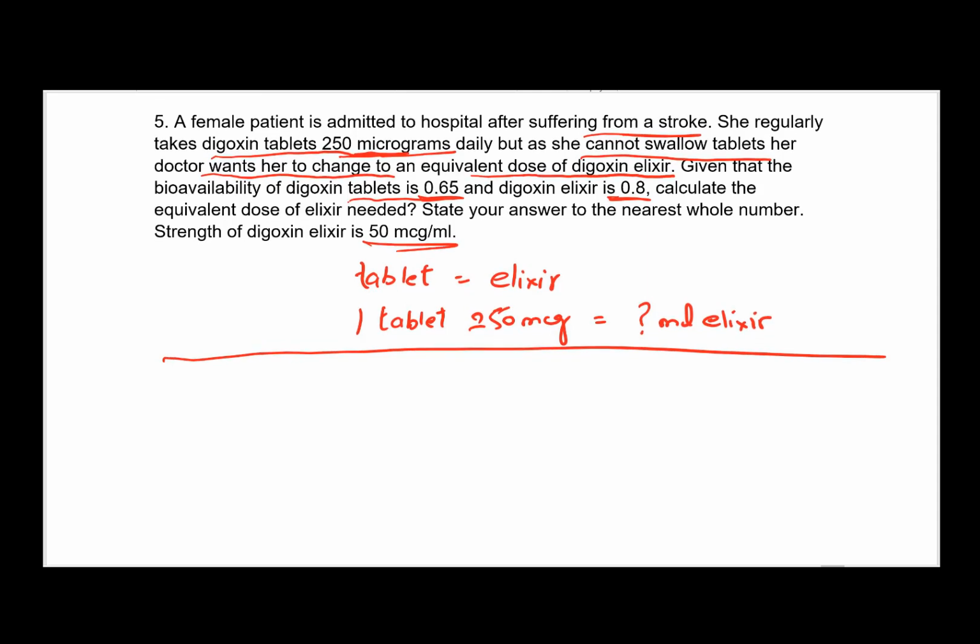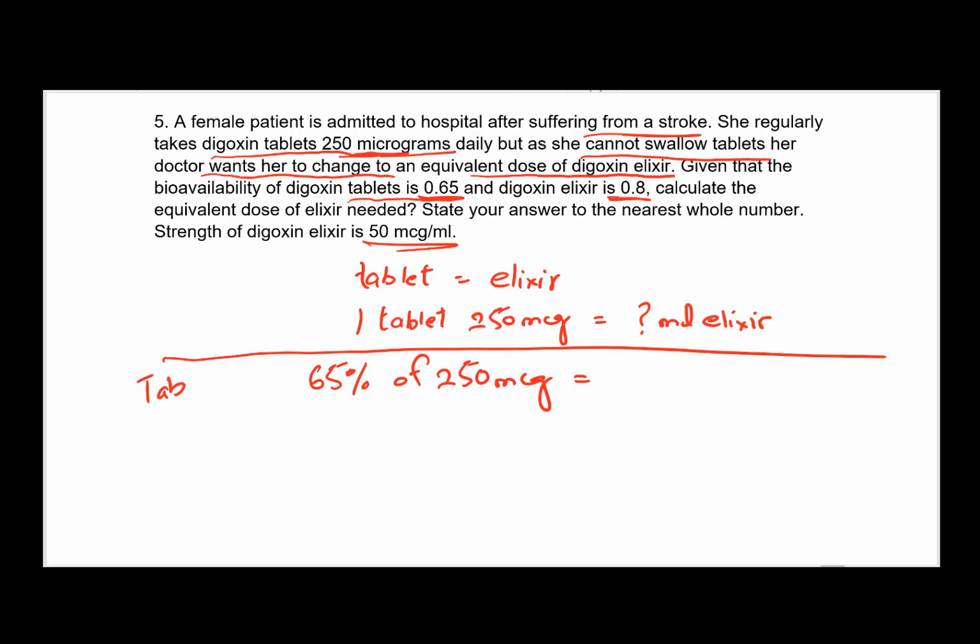Now, the complicated thing is the bioavailability is different for elixir and for the tablet. So we have to take that into account also. So for the tablet, the bioavailability was 0.65. That means whatever digoxin tablet the patient takes, only 65% of that is absorbed. So that means 65% of 250 mcg is absorbed, right? Because the bioavailability was 0.65.